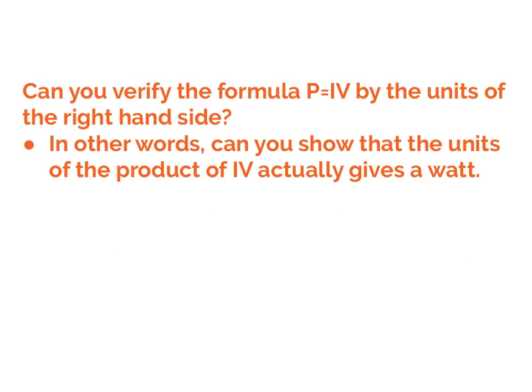So the first thing we want to look at is, can you verify the formula P equals IV by the units on the right hand side? When verifying a formula by looking at the units, what is the unit we're expecting for power? Power is energy over time, which we usually say is work done over time. The energy, or work done, is given in joules, and the time is seconds. So power is joules divided by seconds. So when we multiply I times V together, which is the right hand side of the equation, what we should get is joules per second.